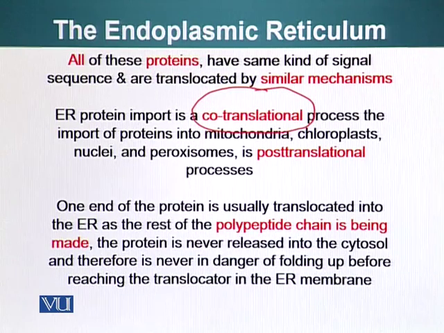One end of the protein is usually translocated into the ER as the rest of the polypeptide chain is being made. The protein is never released into the cytosol and is therefore never in danger of folding up before reaching the translocator in the membrane. This is a very important part because I will explain to you later that there are certain proteins that are not required in the cytoplasm. If they're present in the cytoplasm, they can be very dangerous for the cell itself.